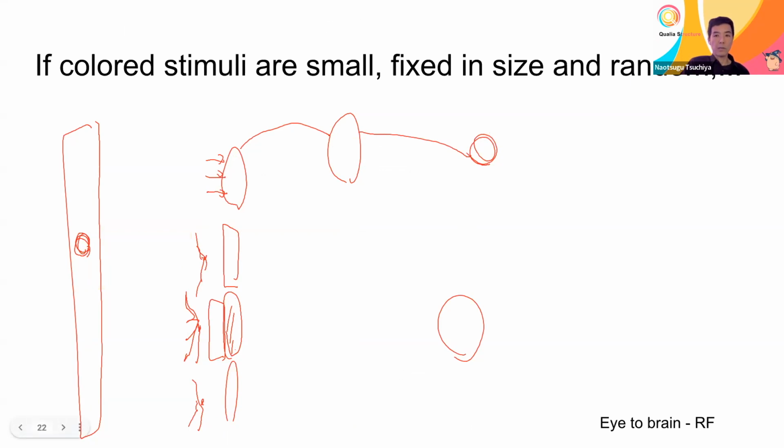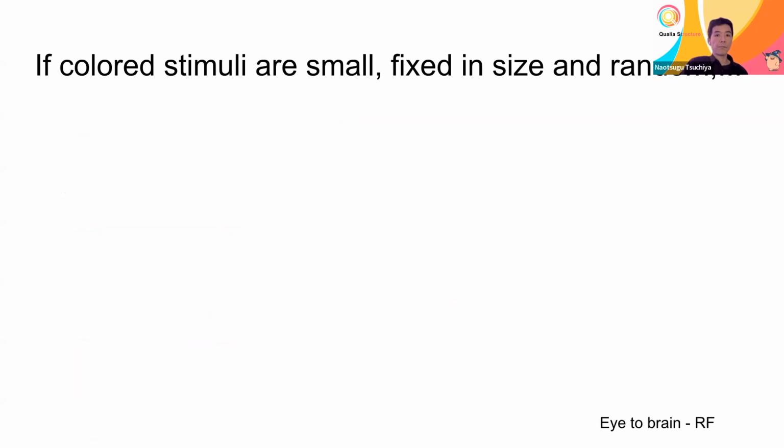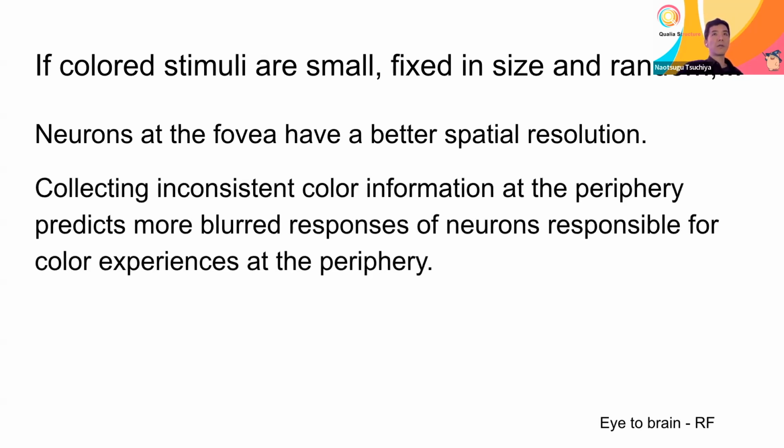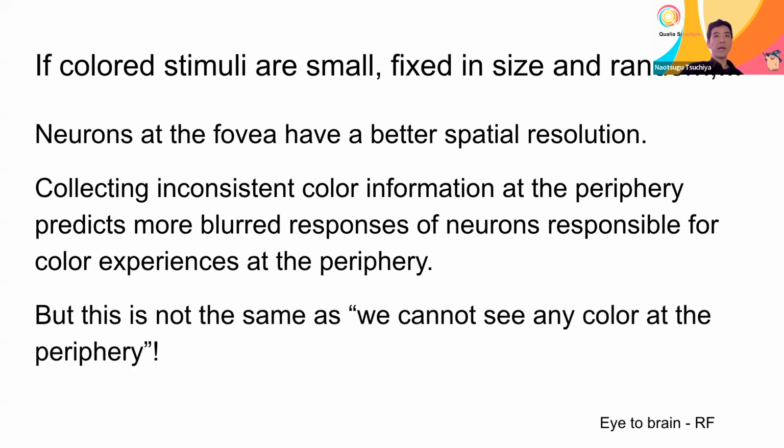So just to summarize up to here, if the color stimuli are still small, fixed in size and random, then neurons at the fovea have better spatial resolution, but collecting inconsistent color information at the periphery predicts more blurred responses of the neurons responsible for color experience at the periphery. But this is not the same as saying we cannot see any color at the periphery. That has been claimed by some philosophers and also prominent psychologists. And probably you will see this in the psychology textbook, but some of them need to be updated.